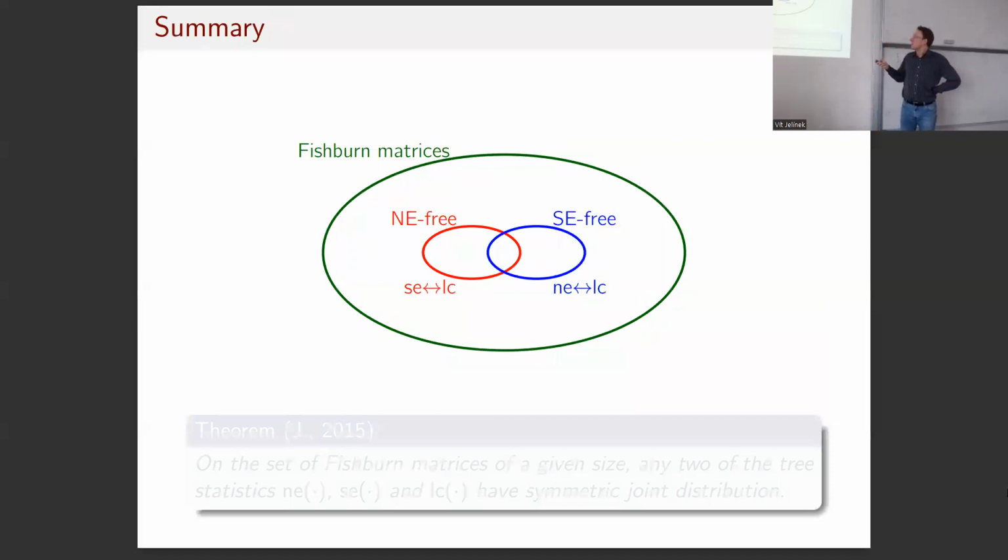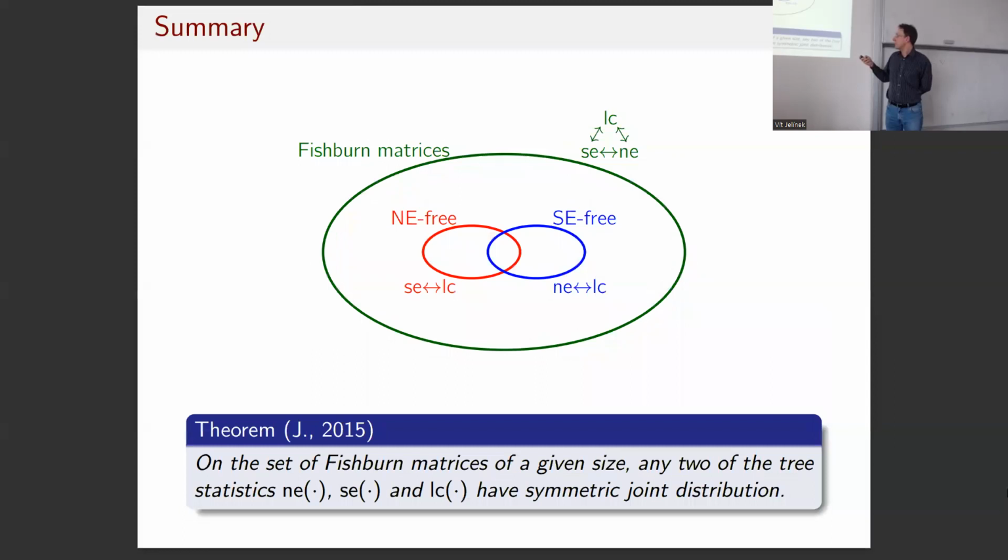In reality, the class of Fishburn matrices is huge compared to the Catalan enumerated classes. But I know that on these two tiny little subclasses, there are some equidistribution results about statistics. And the punchline of this whole talk about Catalan objects is that this symmetry of statistics that I have on these two Catalan subclasses also works if I look at the whole class of Fishburn matrices.